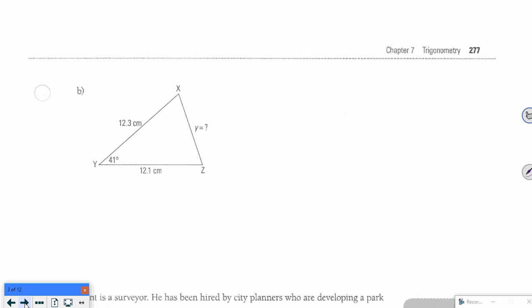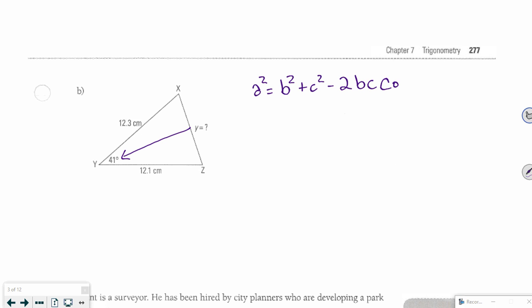Okay, next question, also looking for a side length. As long as we know this angle directly across from this side and we know the other two sides, we can use our cosine law. In this case, we're good. We've got everything we need. So we're solving for a side. We're going to write our formula with the side length first. So a squared equals b squared plus c squared minus 2bc cos of angle A.